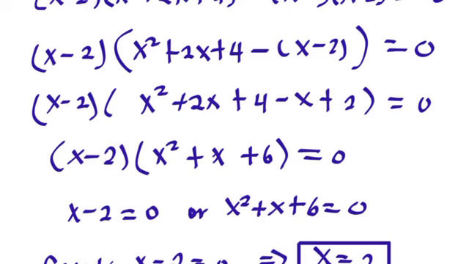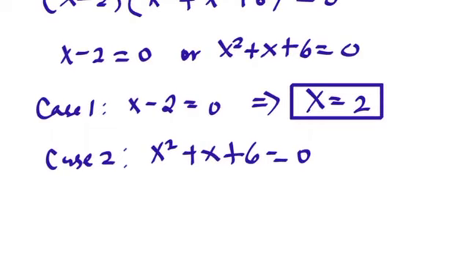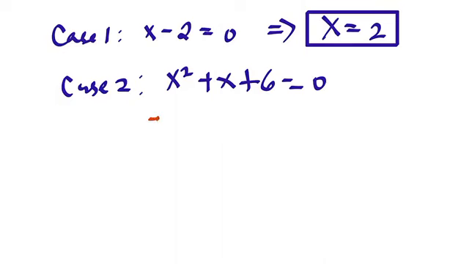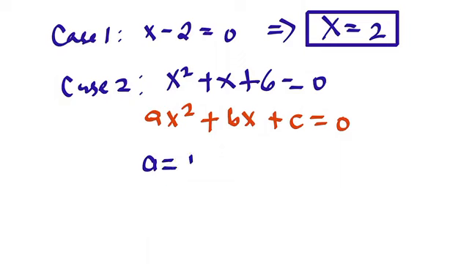So now we are going to compare this with the general equation of a quadratic, which is ax squared plus bx plus c equals 0. So now we're going to compare the coefficients of x squared, x, and the constant term. So a will be 1 when you do the comparison, b is going to be 1, and c is going to be 6. Understood?